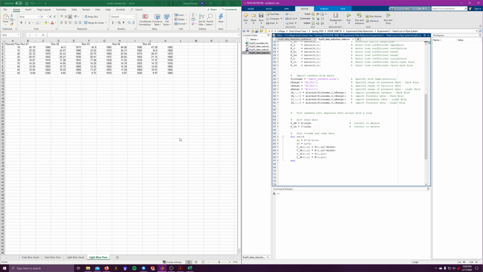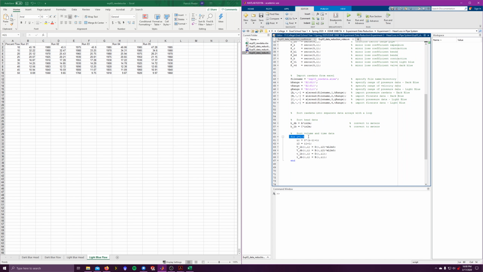Okay, so if I want this volume, I'm going to say the volume of the light blue circuit. I want to get all of the rows, and then the ith column. That's going to be for each run. Then I'm going to say that this is equal to, again we want the volume for the light blue circuit, so that's on sheet D here. I want to get all of the rows, then I want the I2 column.